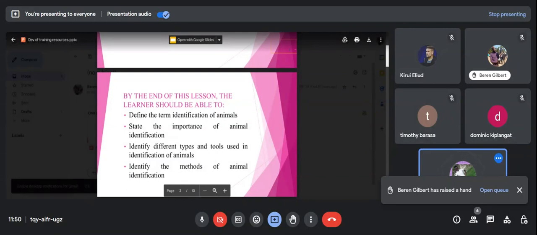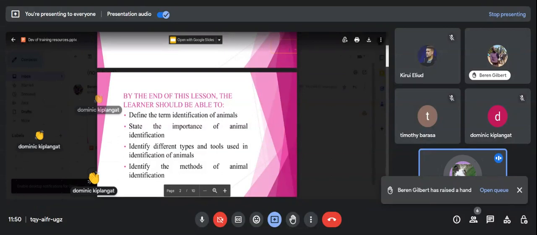Beren, what is identification of animals? Yes. Yes, thank you. I see you are very keen in my class. Clap for him. The rest of you should clap for him. Yes, thank you for that.